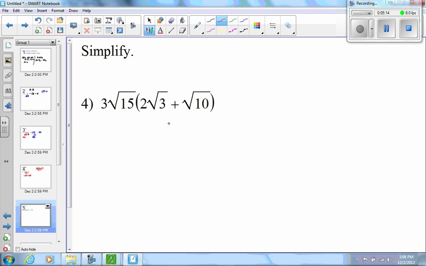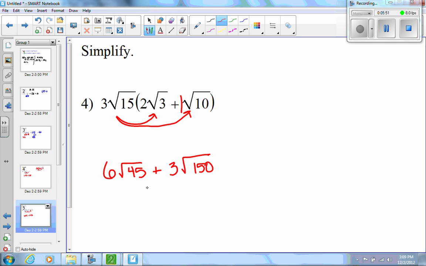On this problem, again, I'm going to use the distributive property, just a little bit more complicated. So when I multiply this first one, I'm going to multiply the 3 times 2, and I get 6. The square root of 15 times the square root of 3: 15 times 3 is 45, so I get the square root of 45. Plus, there's nothing in front like a 1, so I have a 3. And 15 times 10 is 150.